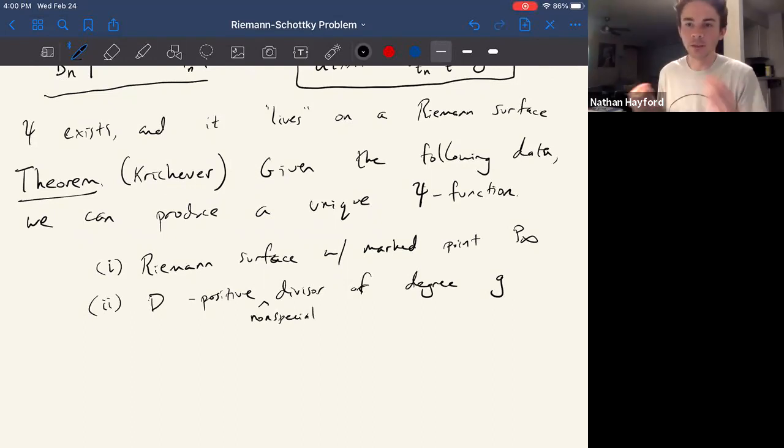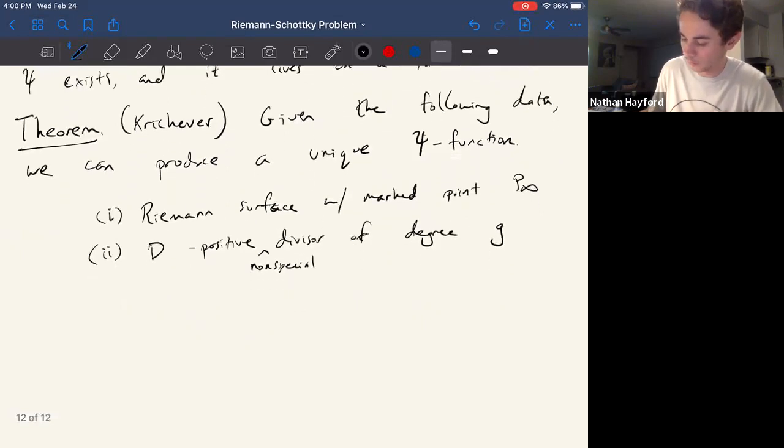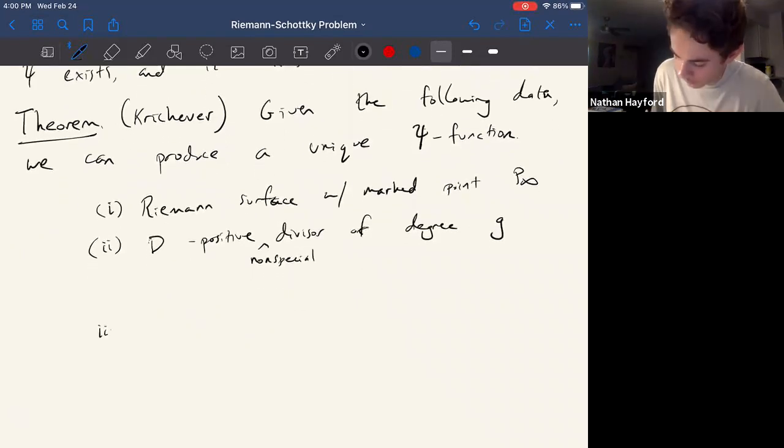So what do all these words mean? I pick G points on the Riemann surface in a non-special position, meaning they're not branch points, essentially. And I pick G of them. G is the genus of the Riemann surface. And given these two pieces of information, well, psi will have the following property.